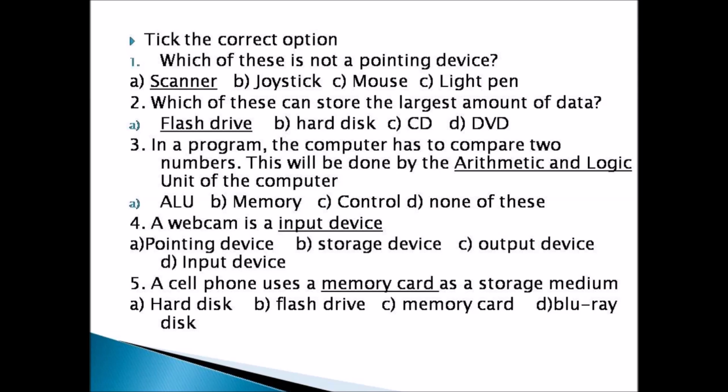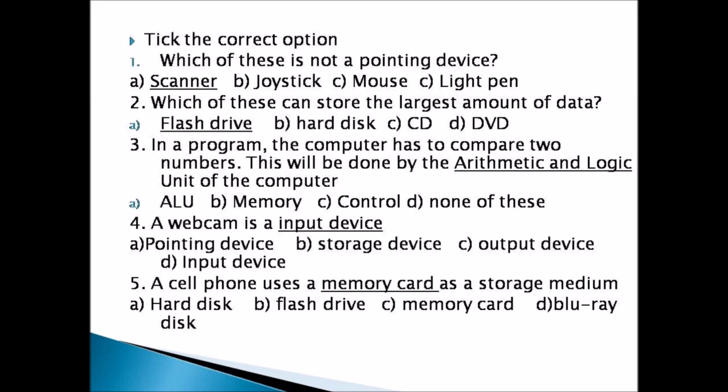Second one, which of these can store the largest amount of data? Flash drive, hard disk, CD or DVD? Flash drive. Third one, in a program, the computer has to compare two numbers. This will be done by the dash unit of the computer. Arithmetic and logic, memory, control, none of this. Arithmetic and logic. The answer is arithmetic and logic.